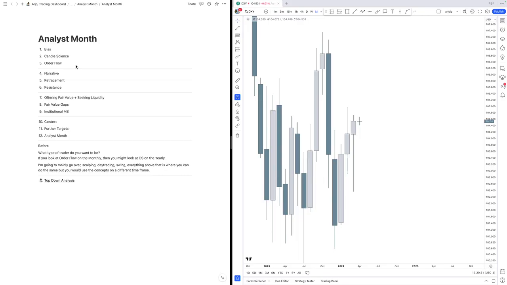How far can we retrace, which is determined by the resistance as well. Then, are we offering fair value? Are we seeking liquidity? What are the fair value gaps doing? What is the institutional market structure doing right there? Those things are all important to understand to actually learn where the context is and where the best context is, not just any context, because anyone can find any context on any single time frame. But what is the best context?